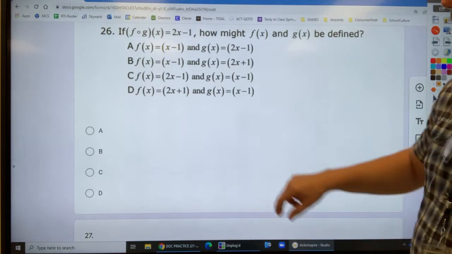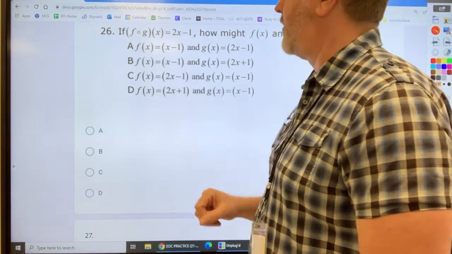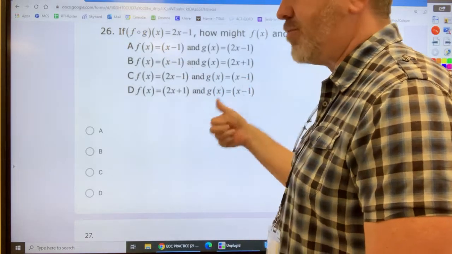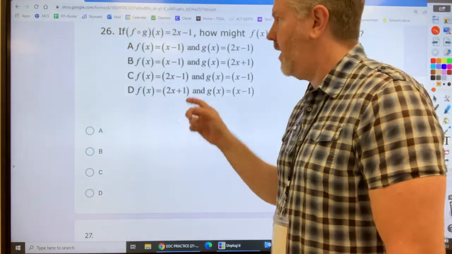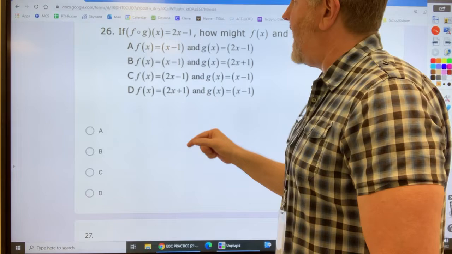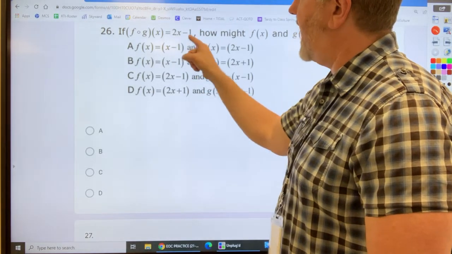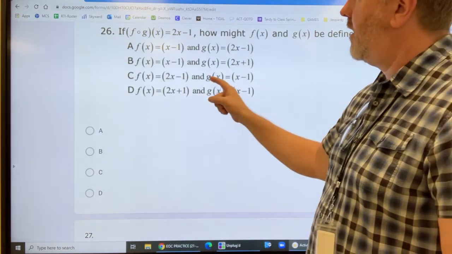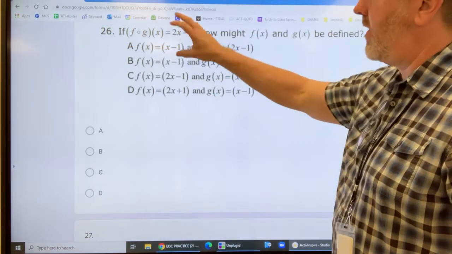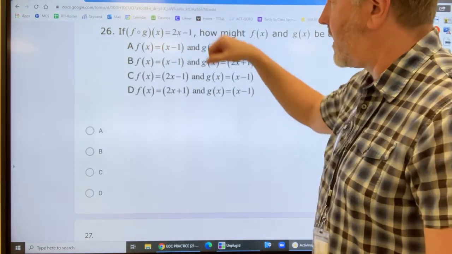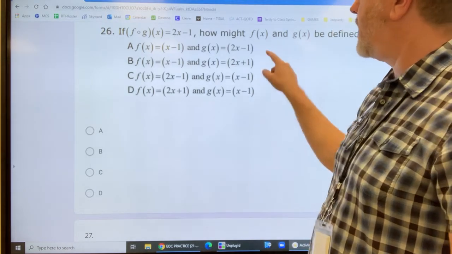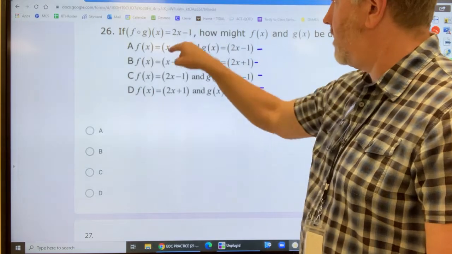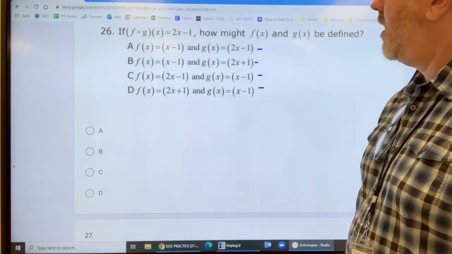So, if we have a composite function, in other words, we're taking g and plugging it into f, same as the previous one, it was just written different, okay? So taking g and plugging it into f, there's our answer. What two functions might that have come from? In other words, what two functions created that composite function? So you can take each one of these and plug g into f and see what you get.